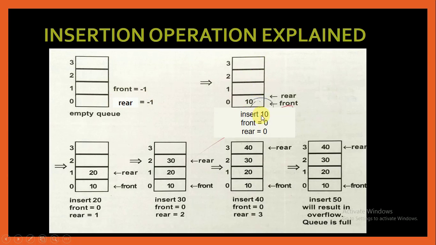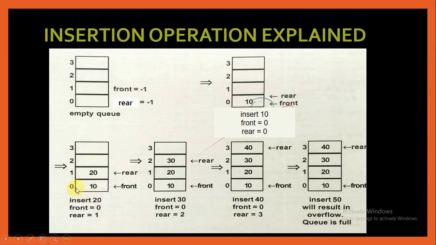Now suppose I want to insert 10. Inserting 10 will make front equal to 0 as well as rear equal to 0 because this is my first element. So this element goes to index number 0, and you can see both front and rear are pointing to this element. They are containing the index number 0. Now after adding the first element, suppose I want to insert 20. When I insert 20, I will increment rear by 1 and front will remain the same. You can see front is 0 but rear is incremented by 1 and rear becomes 1.